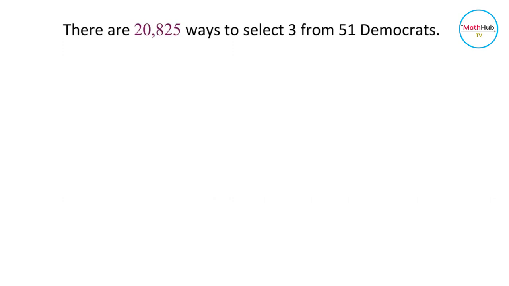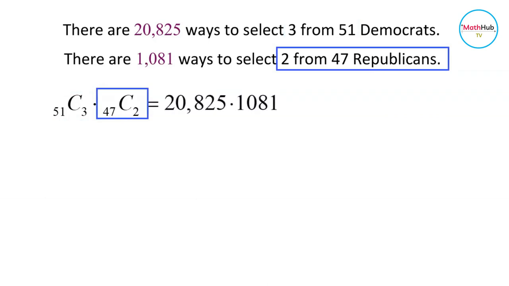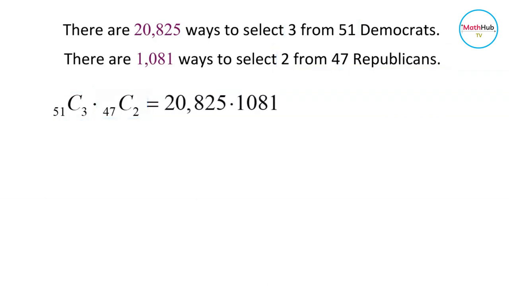Previously, we found out that when we pick 3 Democrats out of 51, we can do that in 20,825 ways. We have just seen that if we picked 2 Republicans out of 47, we can do that in 1,081 ways. So using the fundamental counting principle, we will just multiply our results, 51 taken 3 times 47 taken 2, 20,825 times 1,081 is equal to 22,511,825 ways.